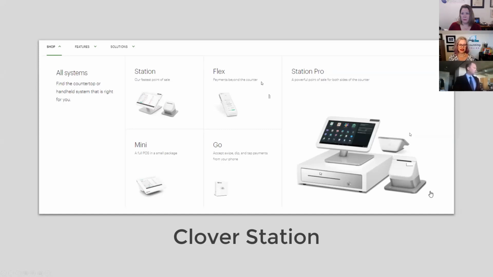And then the Flex allows you to do payments on the go. So those activities that I was talking about that happen sometimes at road shows, that would be it. And then you've got a smaller station and then your mini. This was for if you just needed to collect payment, kind of like our little swipes that we can attach to our phones and whatnot.